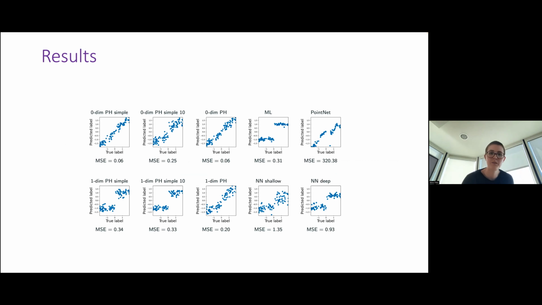And so what we found was that what performs best is just looking at connected components. So zero-dimensional persistent homology, where is it here?